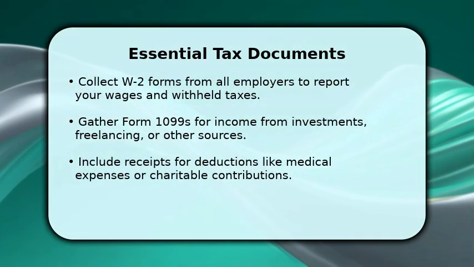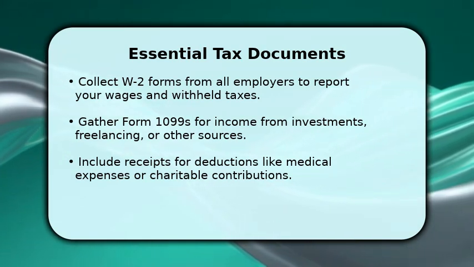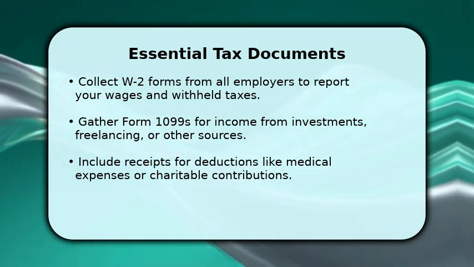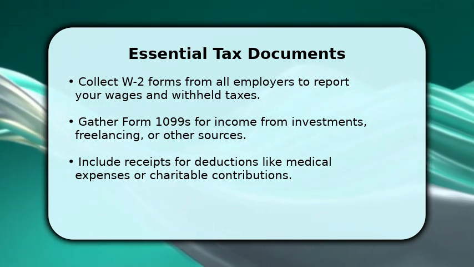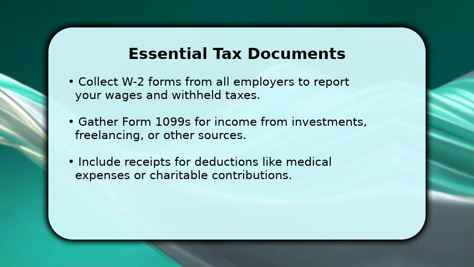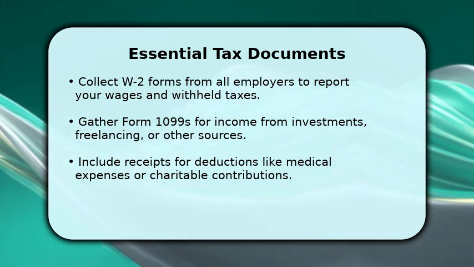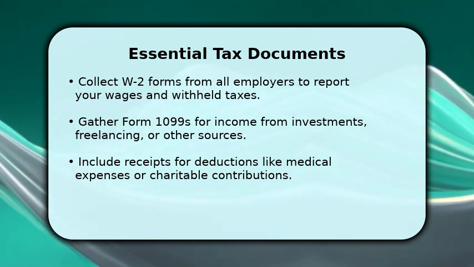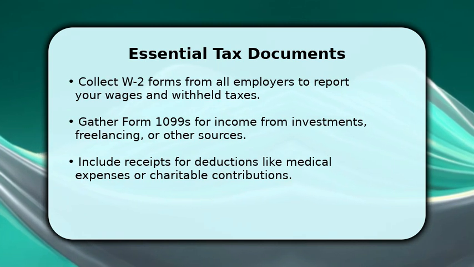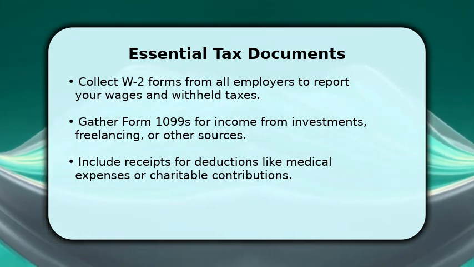Before you even open the H&R Block software, make sure you have all your financial paperwork organized. This includes your W-2 forms from every employer, which detail your wages and the taxes already withheld. Don't forget any Form 1099s for income from investments, contract work, or other sources. Also, have receipts ready for potential deductions, such as medical expenses or charitable donations, to maximize your refund.